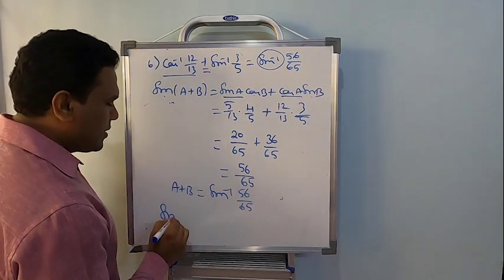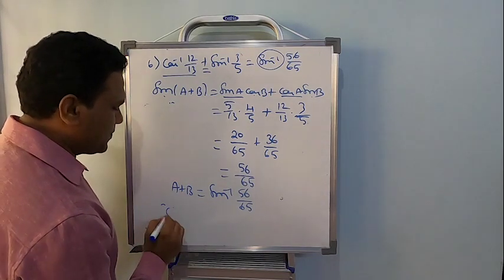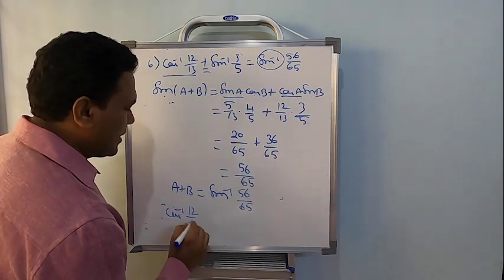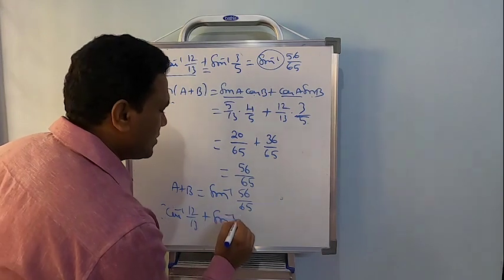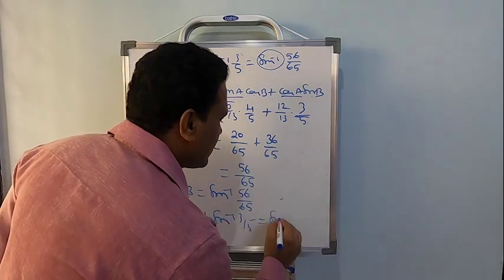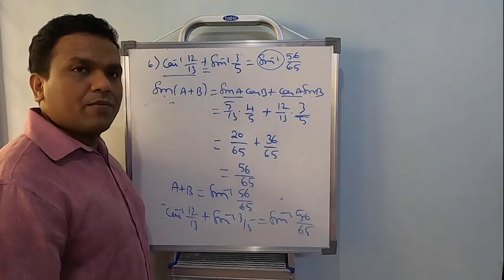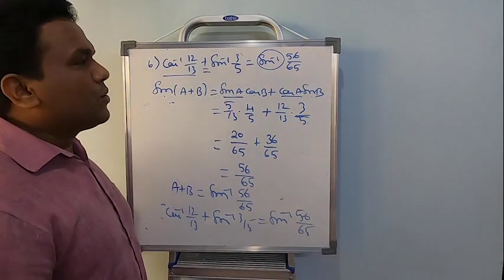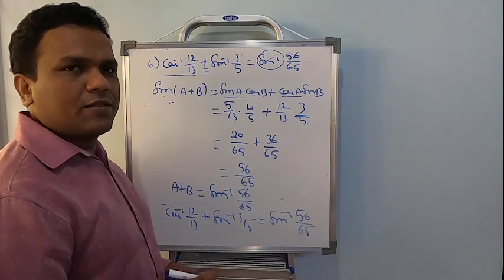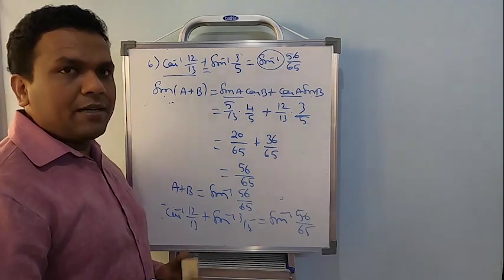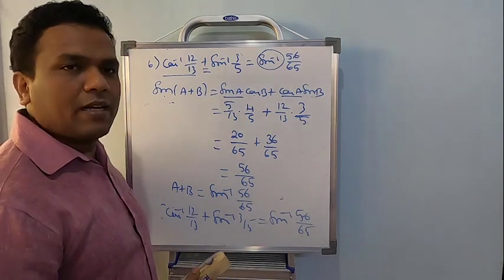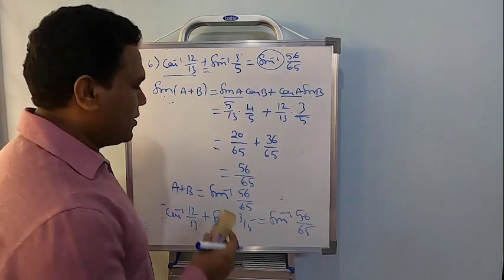What's the value of a? The value of a is cos inverse 12 by 13, plus sin inverse 3 by 5, which can be written as sin inverse 56 by 65. Hope it's clear, students. So yeah, a few problems are there of this kind. Depending on the right side and on the sign of the left hand side, we have to select which formula has to be used.